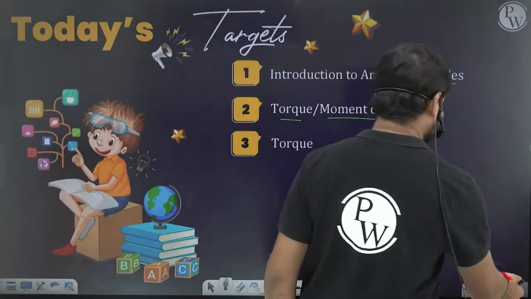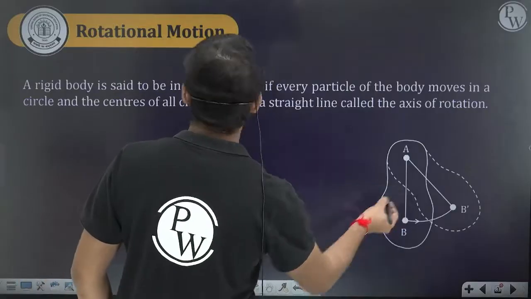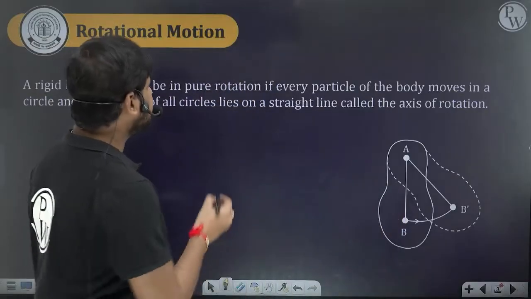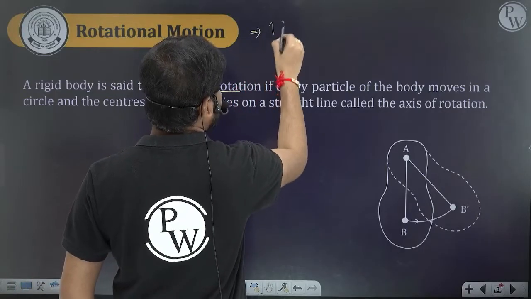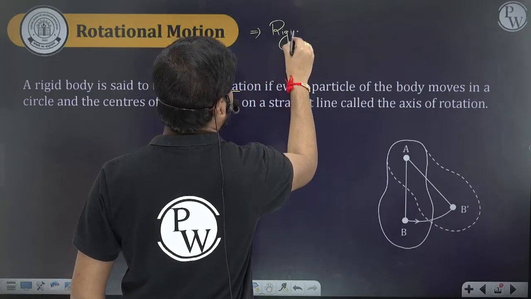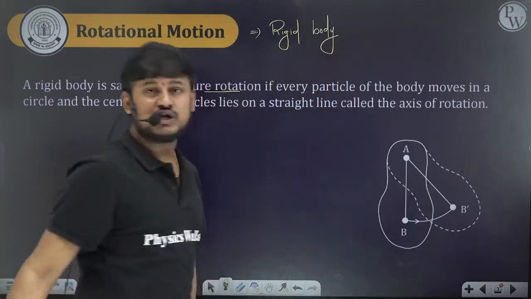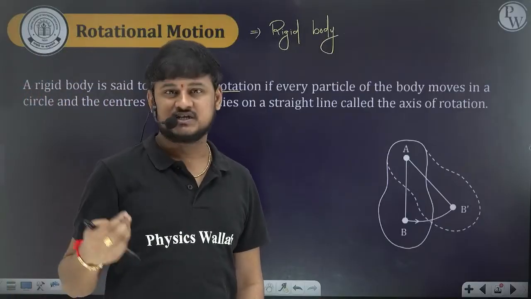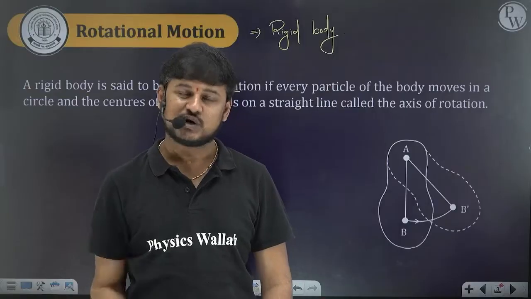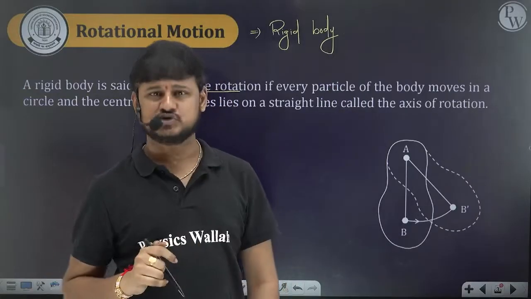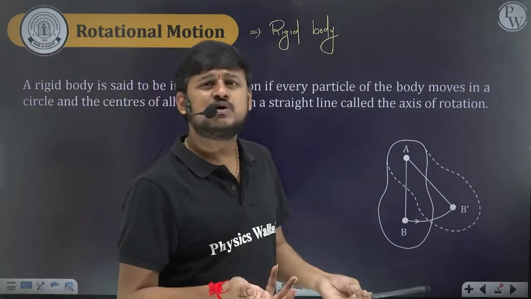Chalo guys, first the rotational motion. See here, a rigid body is said to be in pure rotation. The rotational motion is only for the rigid body. The rotational motion is for rigid bodies. That's why it's also called rigid body dynamics. In some books or some modules they write rigid body dynamics. So what is rigid body dynamics? The rotational motion only. So the rotational motion is for the rigid body.